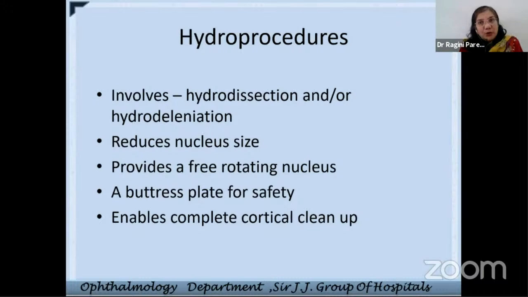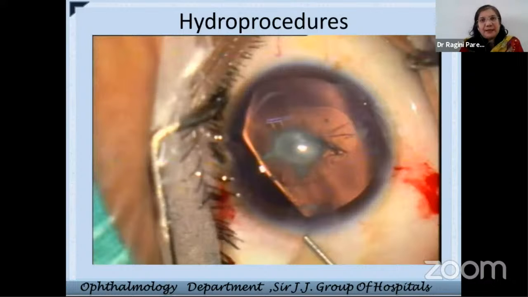Hydro procedures follow the rhexis and they involve hydrodissection and/or hydrodelineation. The purpose of this is to reduce the nuclear size, make a free rotating nucleus available, and also the epinucleus, which is provided as a buttress plate for safety during phacoemulsification to protect the posterior capsule. The separation or the cleavage of the various planes of the nucleus helps a complete cortical cleanup. Hence, these procedures are extremely necessary.